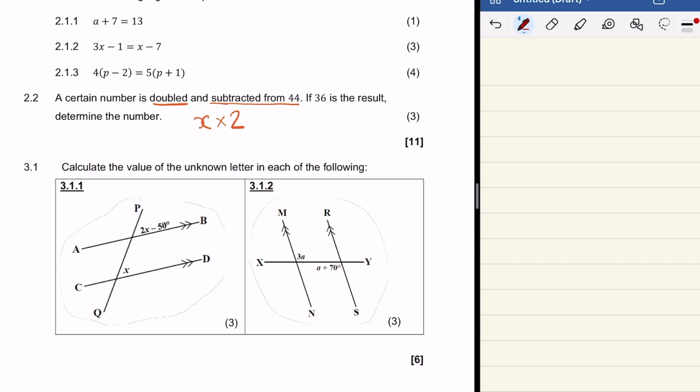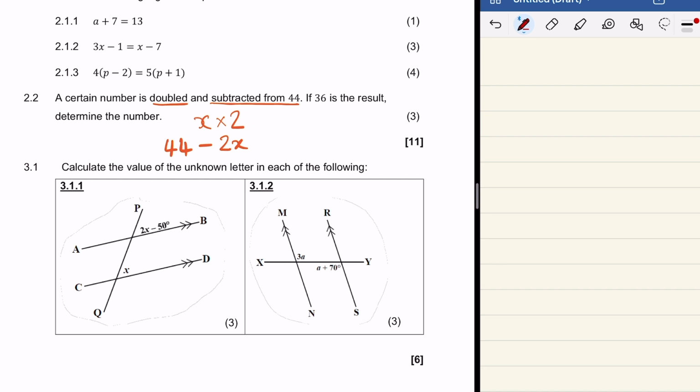So if I'm subtracting something from 44, it means 44 is written first, remember? If I'm taking away something from 44, it means 44 minus that something. So if I want to formulate that, I can say 44 minus, and remember, x times 2, written correctly in algebraic language, will be 2x. That's 44 minus 2x.